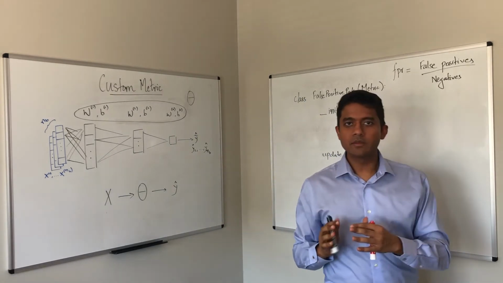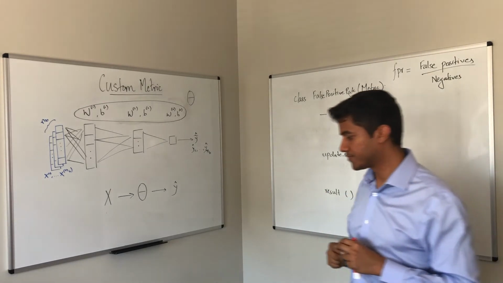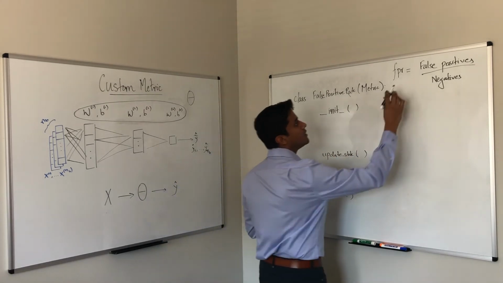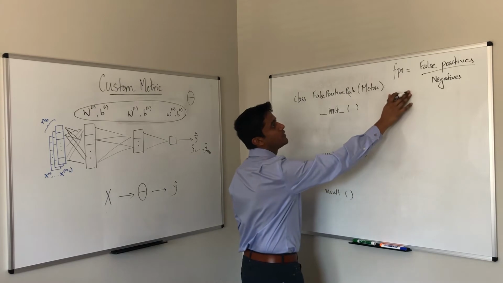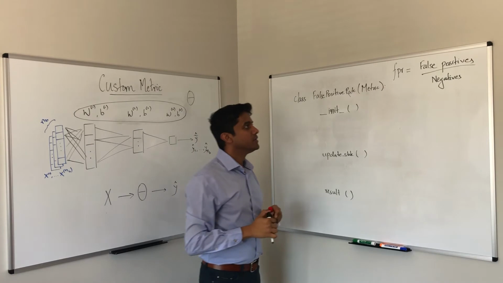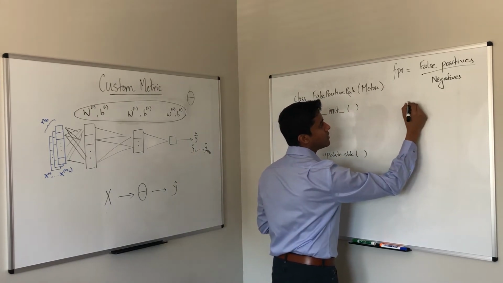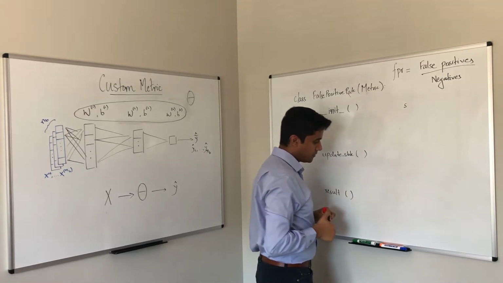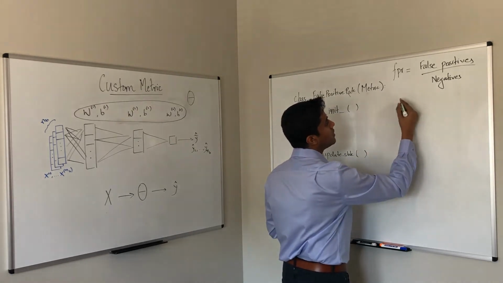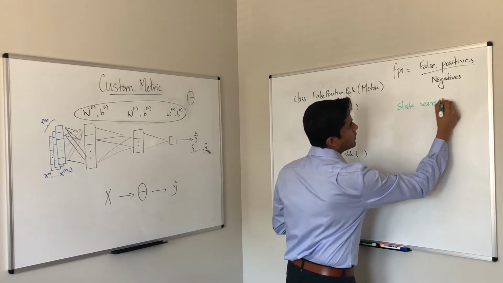Now, the next part is important, which is which thing should go here for my definition. We saw here that FPR, false positive rate, is basically false positives over negatives. This formula tells me the state variables. Let me use a different color here. State variables.